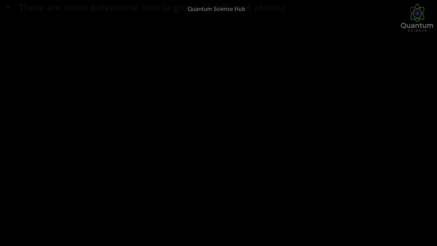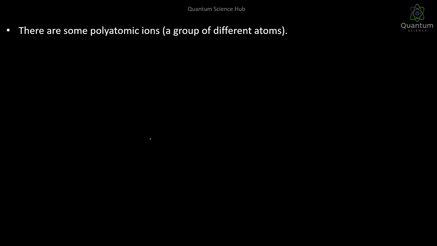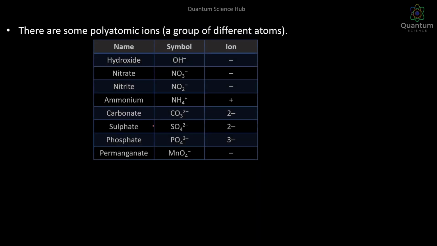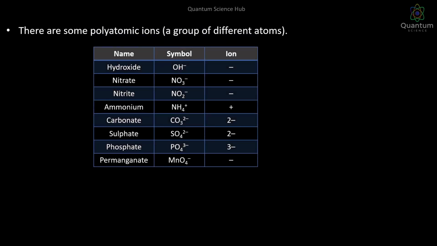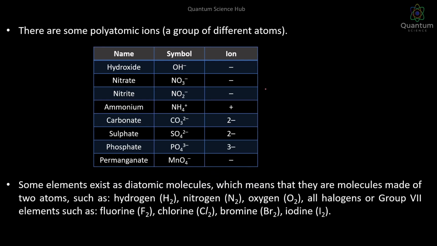Okay? There are some polyatomic ions or a group of different atoms. For example, hydroxide, the symbol is OH minus. So the sign here represents the charge in here. Okay? And this is all the ions that you have to memorize. This is very crucial to determine the chemical formula of a compound. Okay? Some elements exist as diatomic molecules, which means that they are molecules made of 2 atoms, like hydrogen, nitrogen, oxygen. All halogen or group 7 elements like fluorine, chlorine, bromine, iodine.